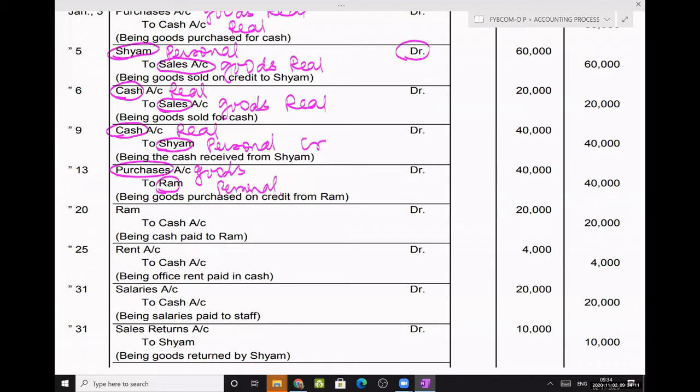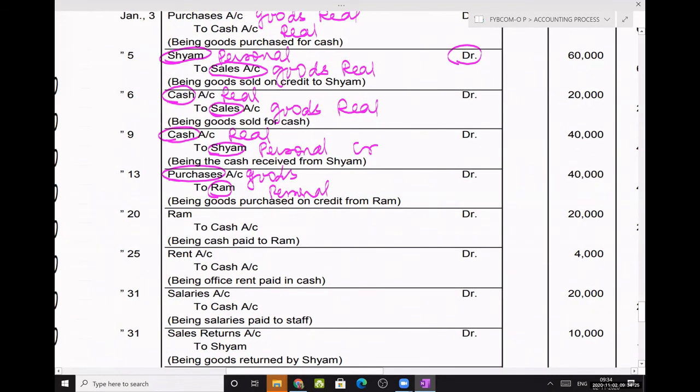रूल क्या बोलता है? Personal: debit the receiver of benefit. Yeah. And credit the giver of benefit. The whole golden rule is this for personal.